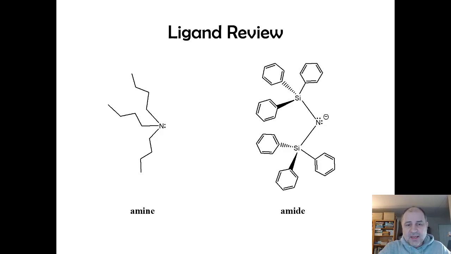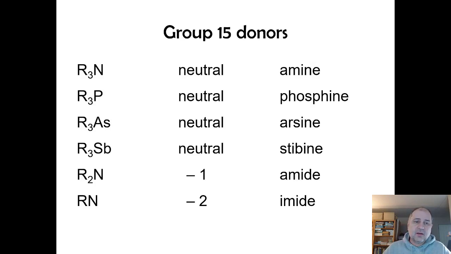But if you have 3 groups, so any primary, secondary, or tertiary amine is going to be a 2 electron donor. If you remove one of these groups and replace it with a lone pair, you end up with an amide. So those are the 2 electron or monoanionic ligands. And similar are the phosphines, arsines, and stibines.